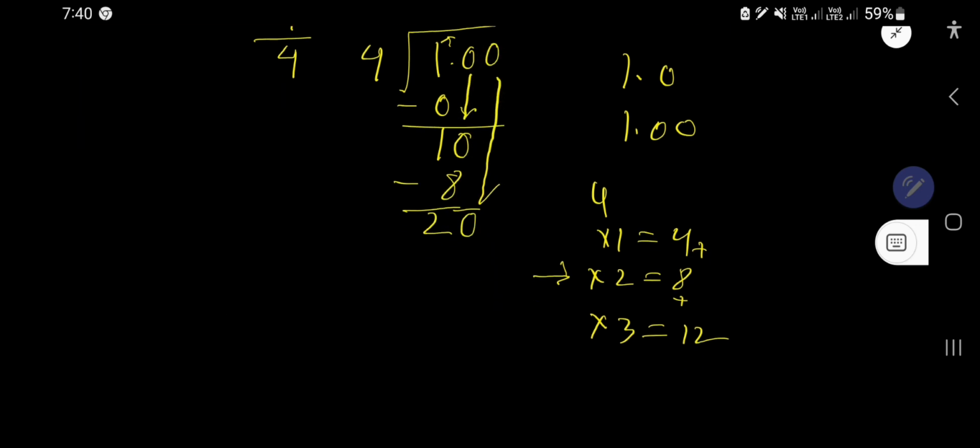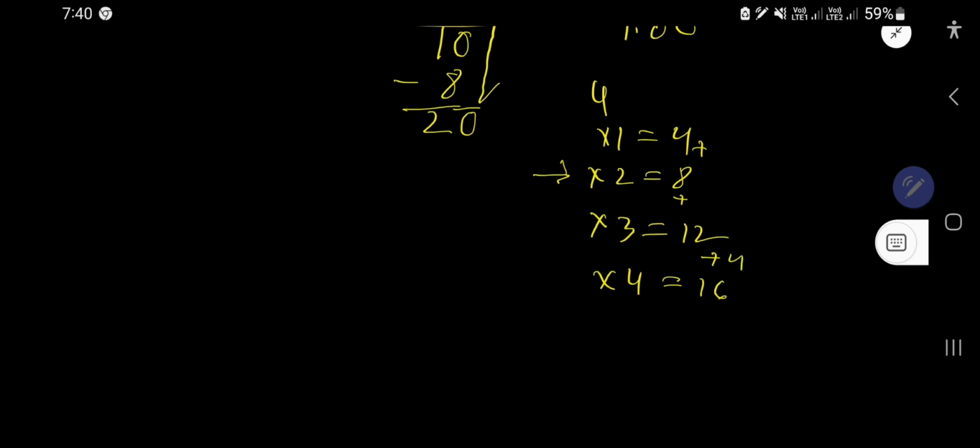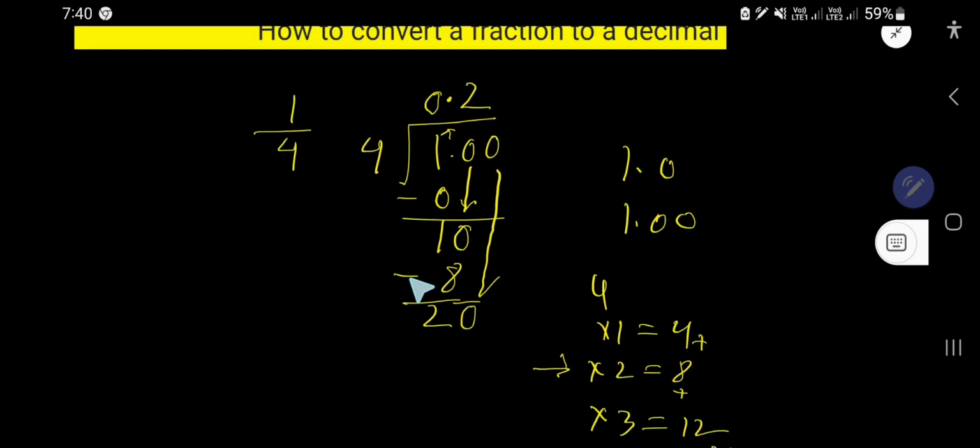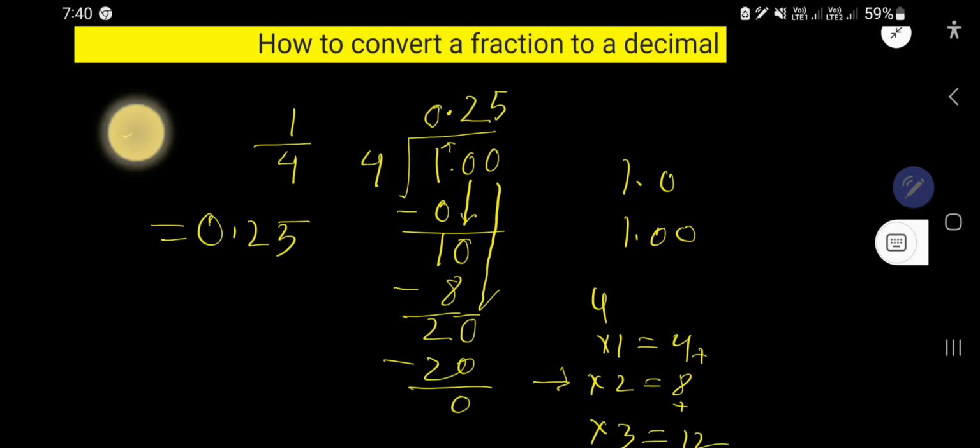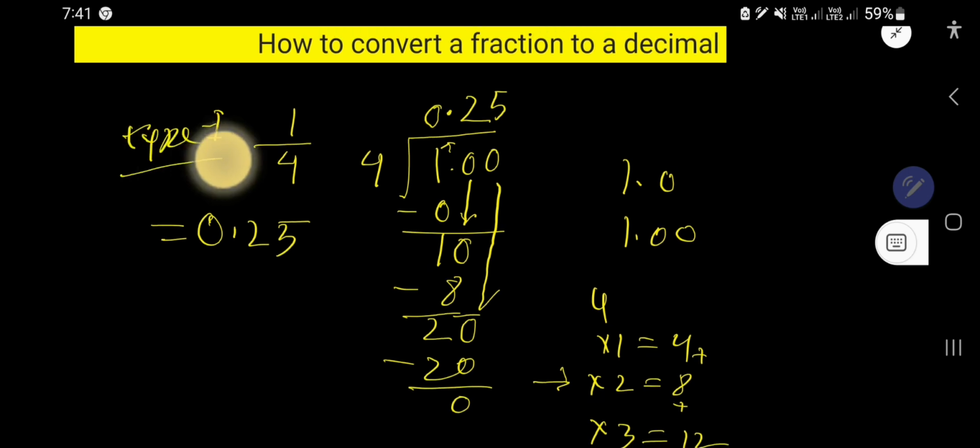20. Now you need to check the multiplication table for 20. 4 times 4, just add 4 with this 12, that is 16. Then 4 times 5, just add 4, that is 20. So 4 times 5 equals 20. So 4 goes into 20 5 times. 20, subtract, 0. So 1 over 4 equals 0.25, and this is the decimal form. You can say this is the type 1 decimal.